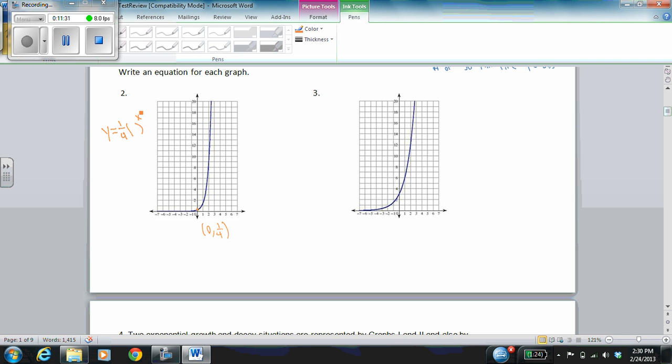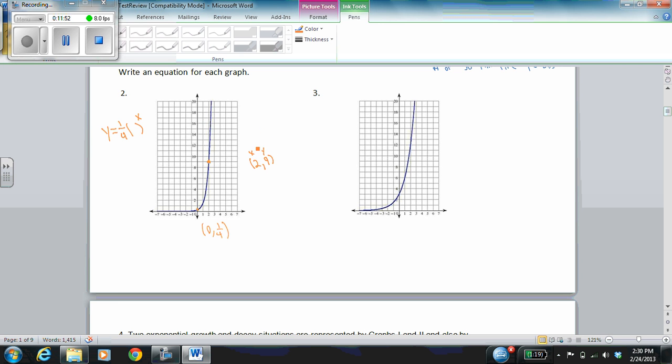Now I have to figure out what that common ratio is. So I need to find another point on this graph, another nice point. And there's one right there. That's pretty nice to tell. I can definitely tell where that is. And that is at 2, 9. So now I'm going to use that point to help me. This 2, 9, this is an x value and this is a y value.